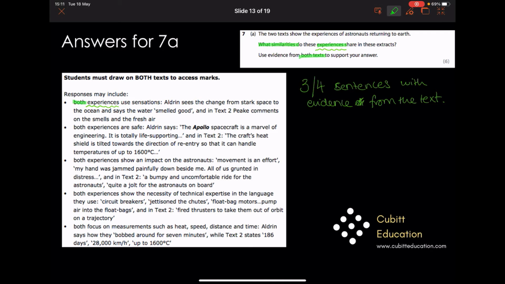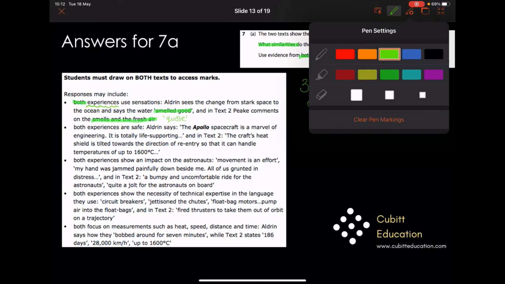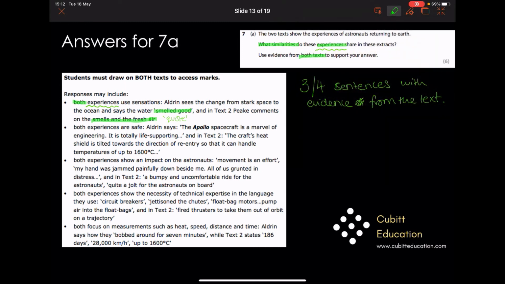Aldrin sees the change from stark space to the ocean and says the water smelled good. And here is the reference to the text. He has taken a piece of writing from the text and added it into the sentence. And in text 2, Pete comments on the smells and the fresh air. Okay, I haven't actually used a quote for the second point. I would recommend that you do. I'd put in a quote there. Okay, so use something from the text, some of the wording. Take some of the sentence from the text to just back that up a little bit extra.